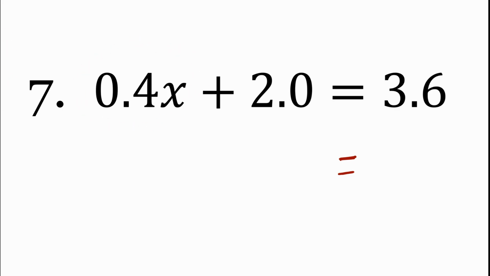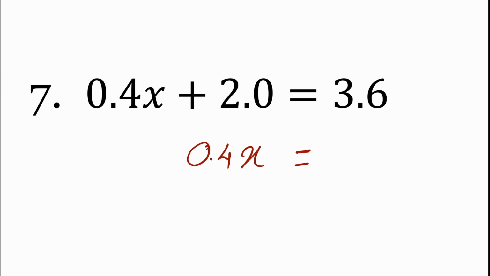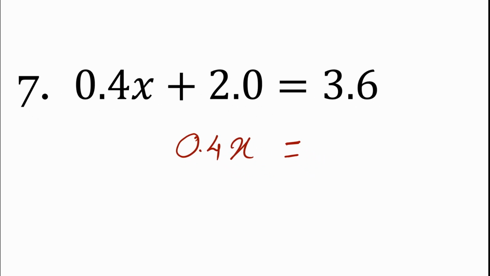0.4x. So you have to write down that part over here. 0.4x equal, okay, what is already existing on the right hand side of the equation? You have 3.6. Okay, and the 2.0 is coming on the right hand side.